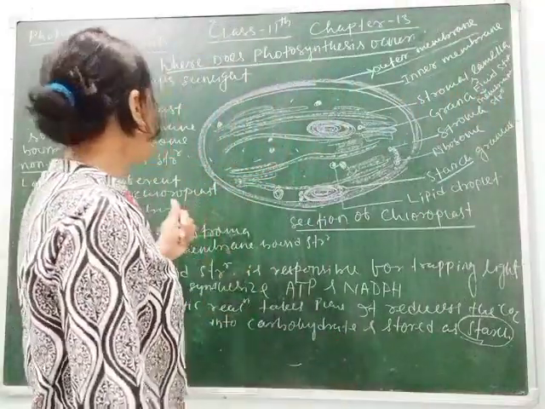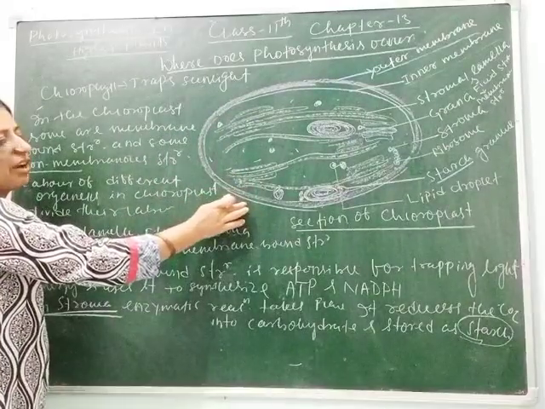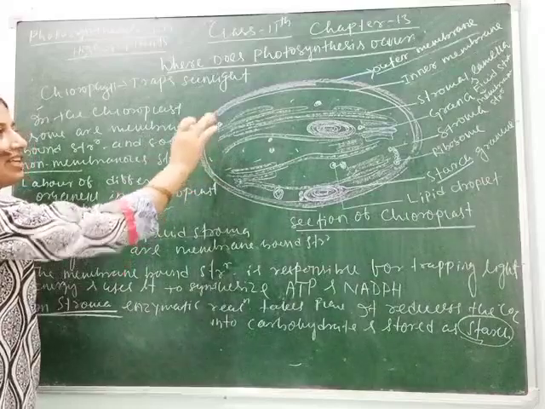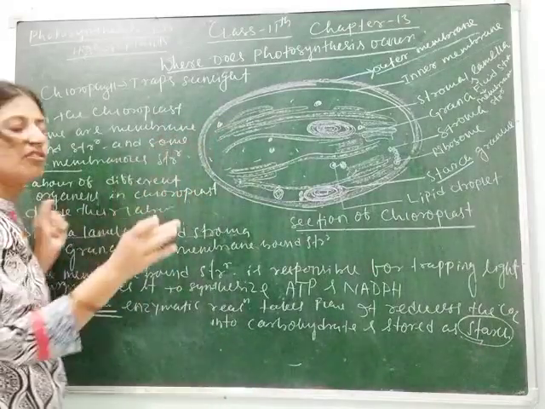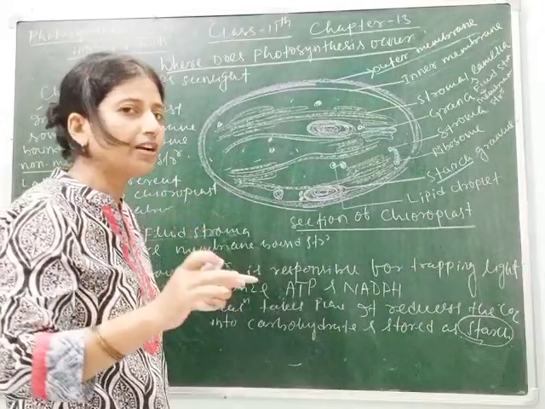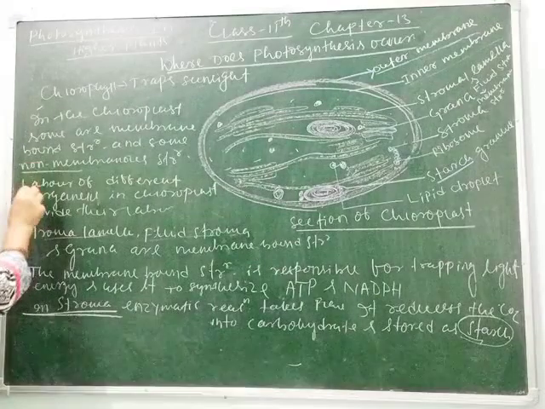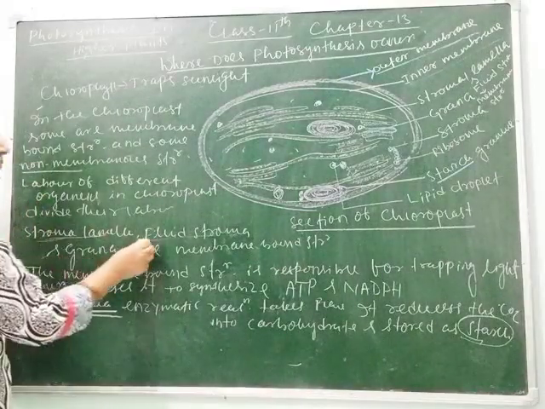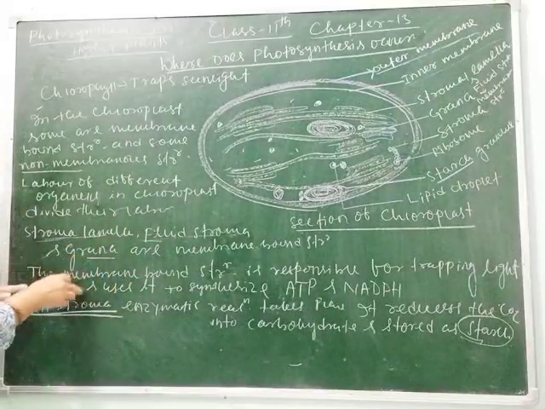I am repeating it again. This is the electron micrographic structure of chloroplast. It has different organelles. Each organelle has a different function, and we can see some organelles which are membrane bound structure and some are non-membrane bound structure. The membrane bound structures are stroma lamella, fluid stroma and grana. And out of this, what happens?